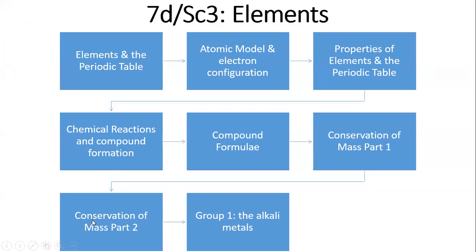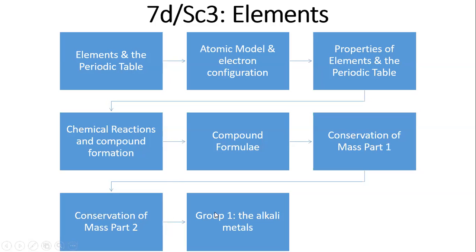So this is part of an attached document, and it's your learning journey. It's what you're going to be studying over the next 7 lessons. So we've got elements of the periodic table to do today, and then we're going to look in a bit more detail at the atomic model and electron configuration, and then properties of elements of the periodic table, etc. So this just gives you a bit of an idea about what you're going to do over the next 6, 7 lessons.